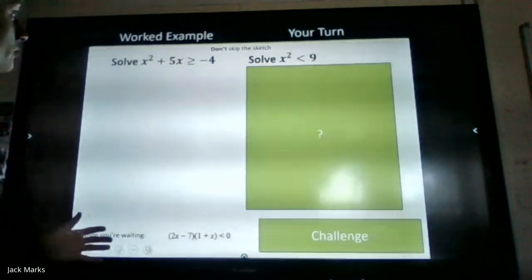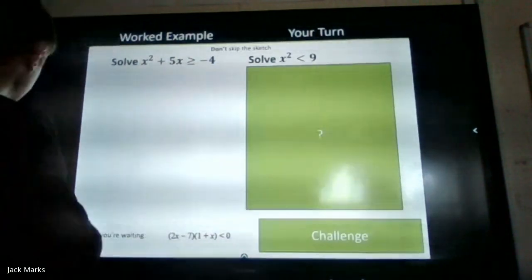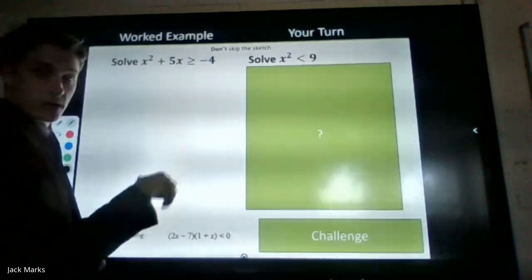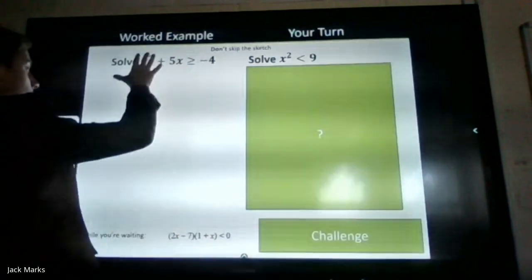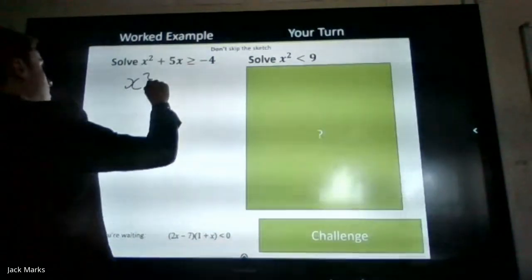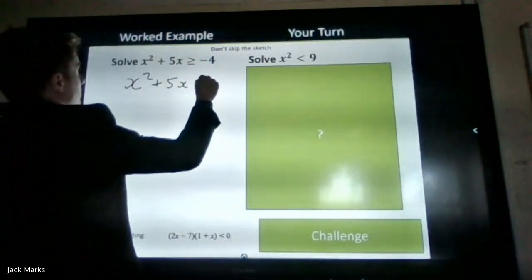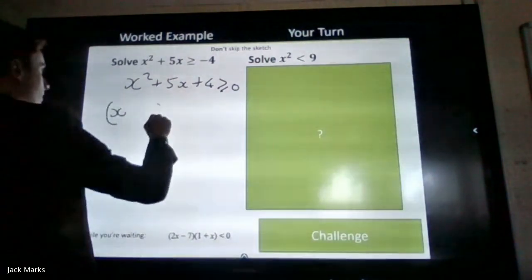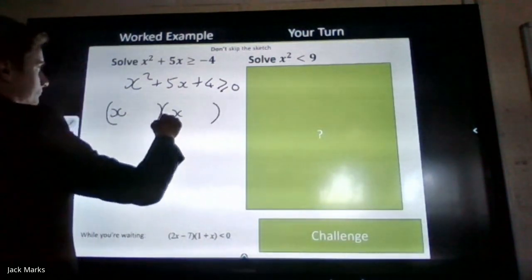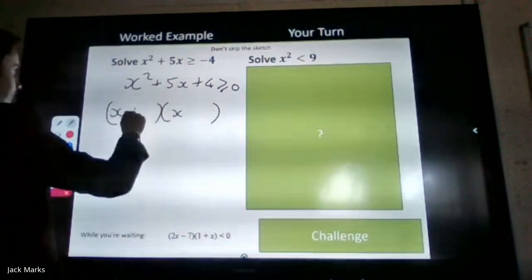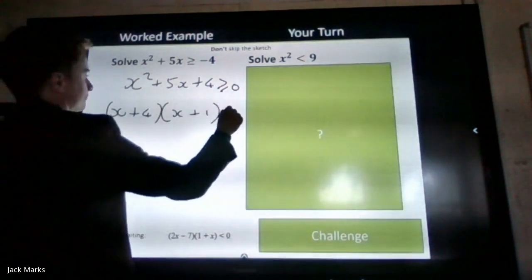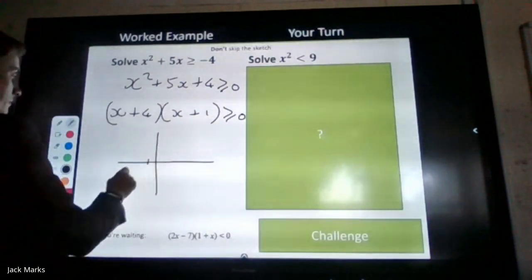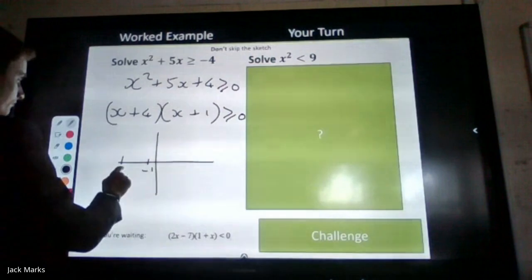A couple more examples, so let's just do a couple quickly. Solve this one. Step 1: get all the numbers on one side. So x squared plus 5x plus 4 is greater than or equal to 0. Attempt to factorize. So let's give that a go. So 4 and 1, isn't it? So 4, 1. So that means I'm talking about minus 1, and I'm talking about minus 4.